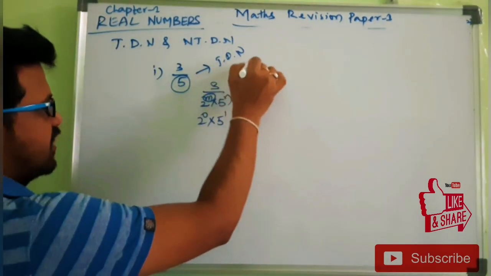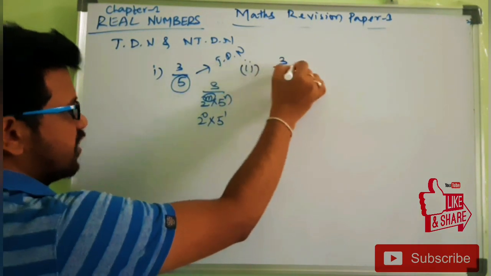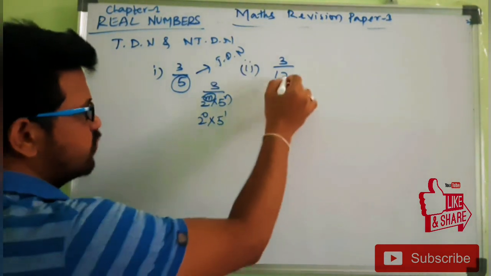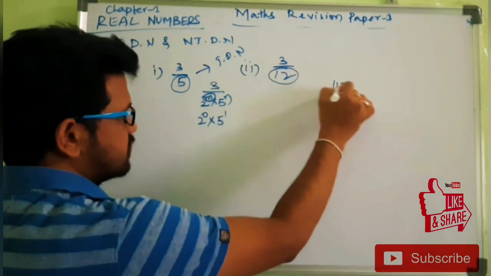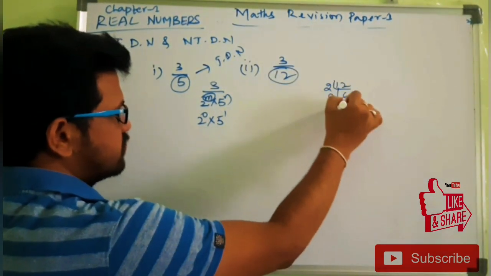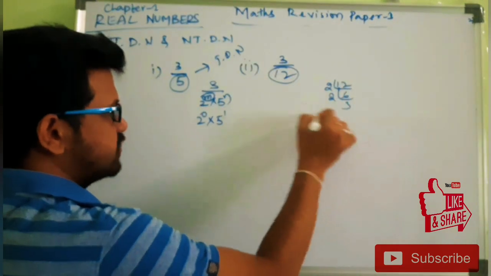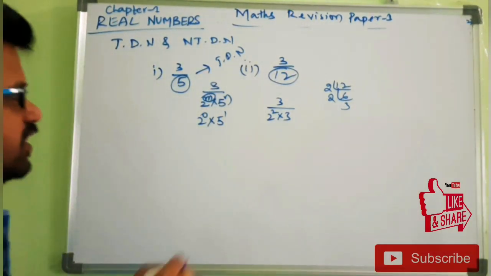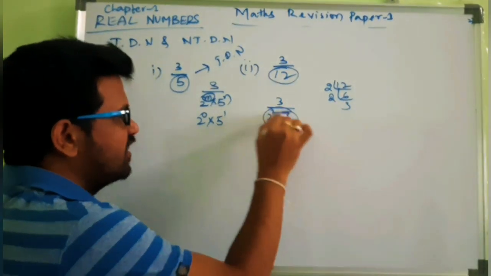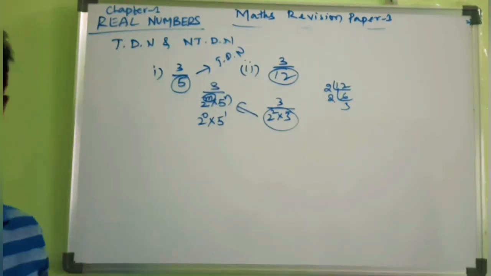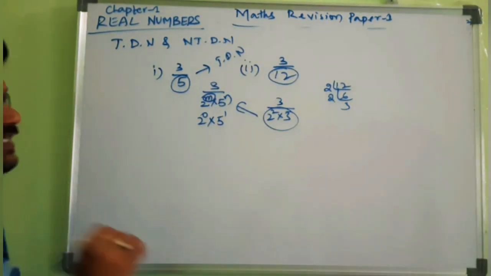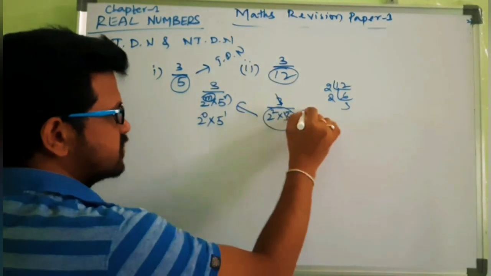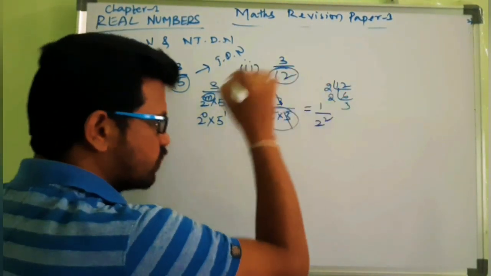For example, if you take another one, 3 by 12. So what do students do? They factorize 12: 2 6 are 12, 2 3 are 6. So 3 by 2 square into 3. Here the denominator is not in this form, so they say it is a non-terminating decimal number, but that is wrong. What we have to do? We have to simplify first, cancel it. So we get 1 by 2 square.